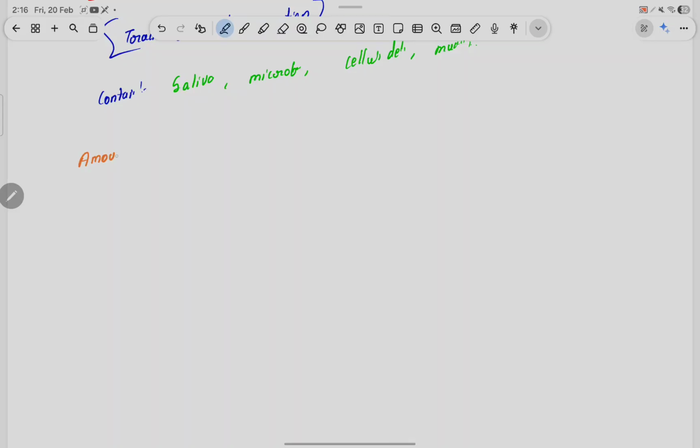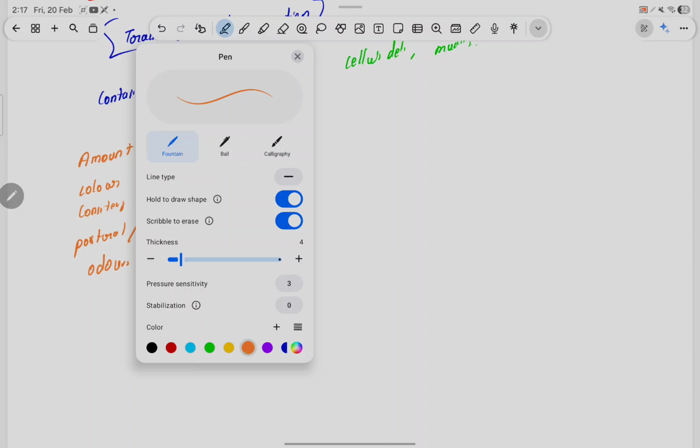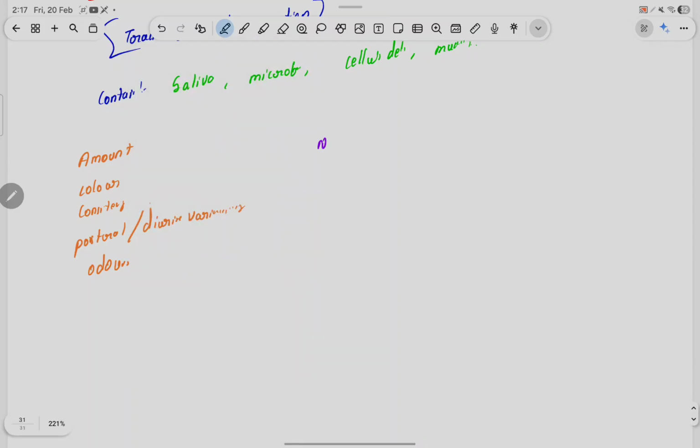amount, color, consistency, postural as well as diurnal variations that we see in asthma, and the smell, what we call technically odor. For a normal person, there will be a production of normal sputum of 10 to 15 ml.